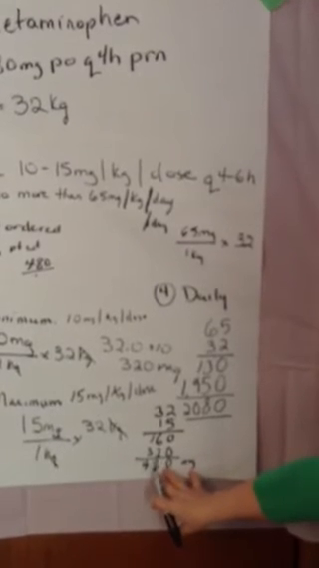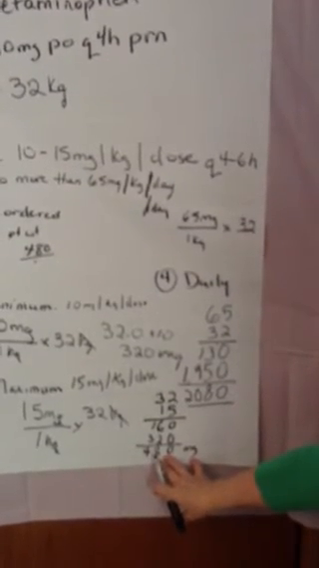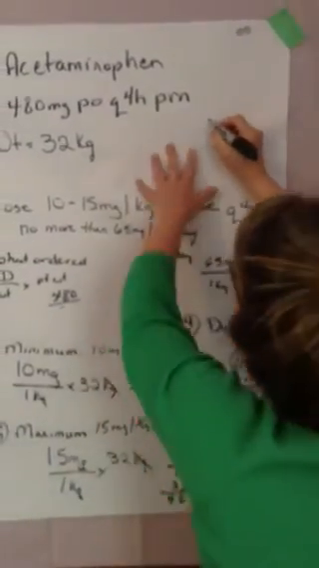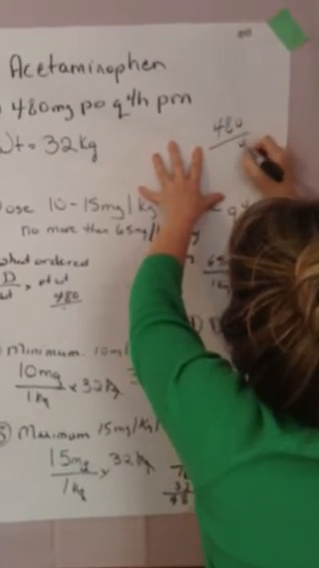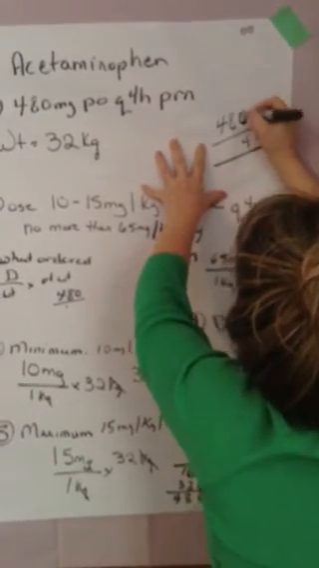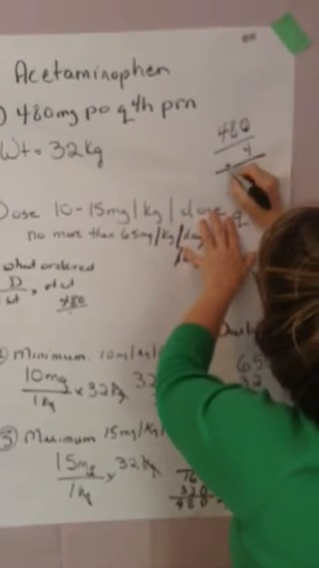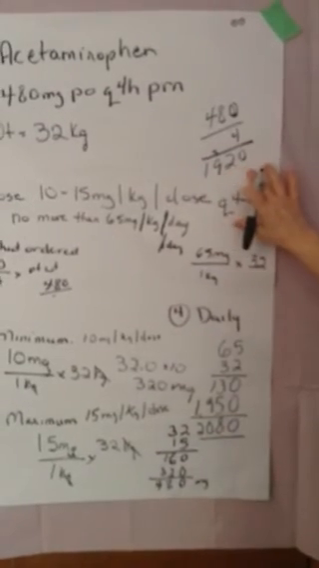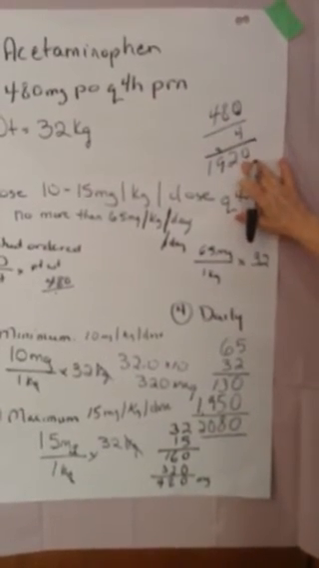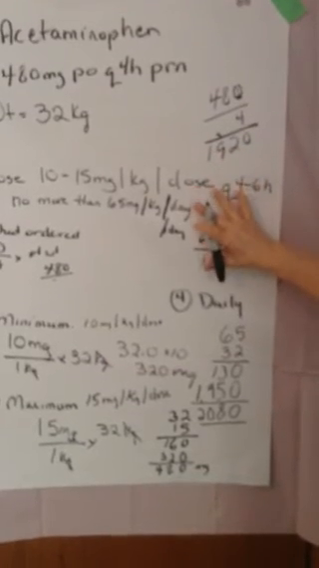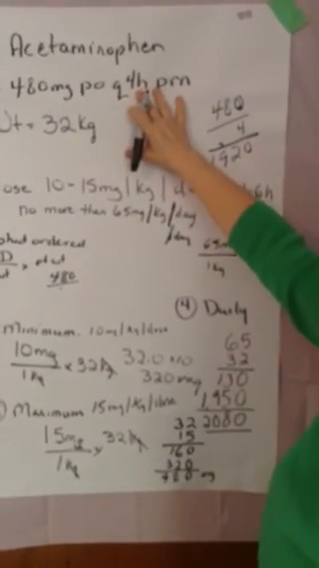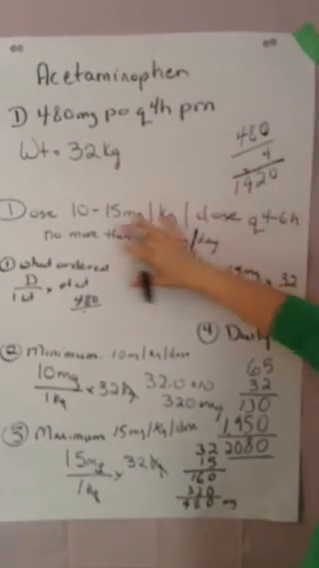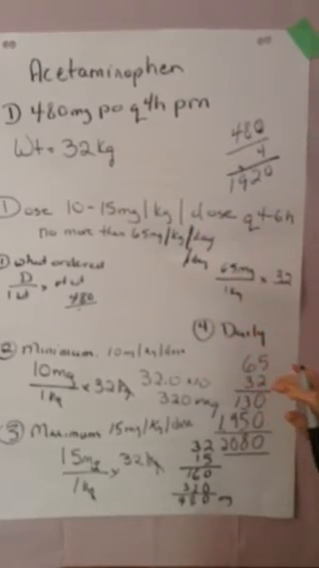And that means that this can only be given Q6H. So the order here, I'll show you that. 480 times 4. 0, 4 8s are 32. 4 4s are 16, 19, 20. So if we gave it more than another time, we would be over the maximum dose. So Q4H is too often, so we would certainly call the physician and say the safe dosage for daily amount, we can only give this Q6H.